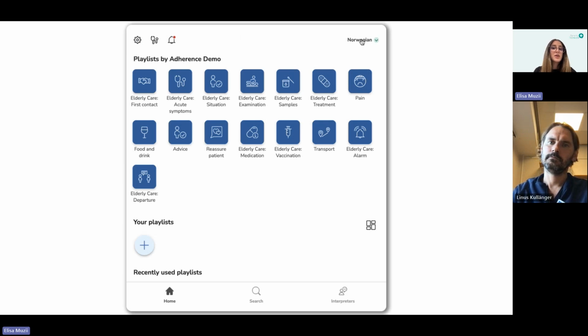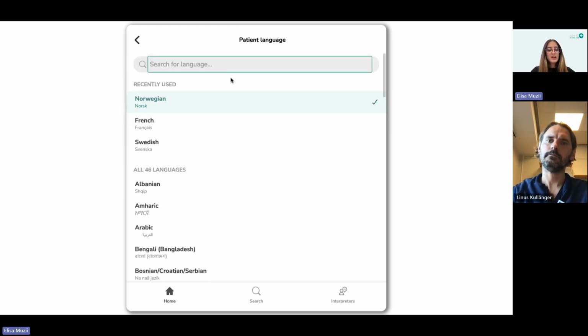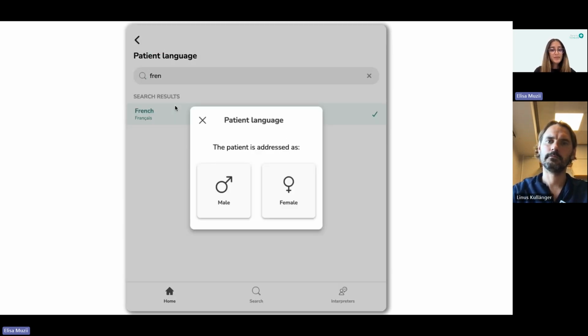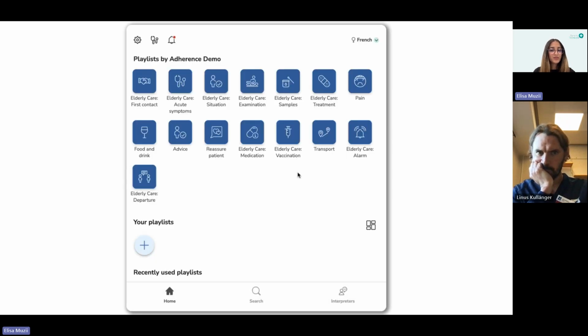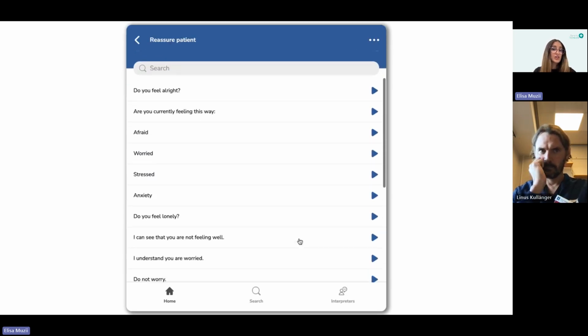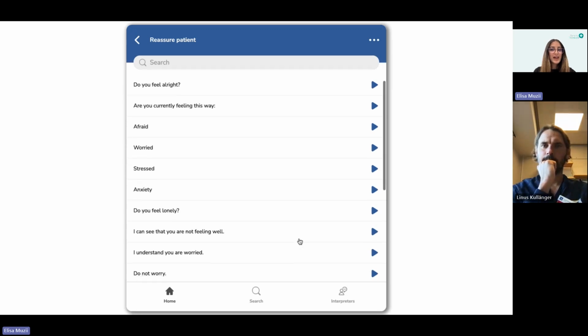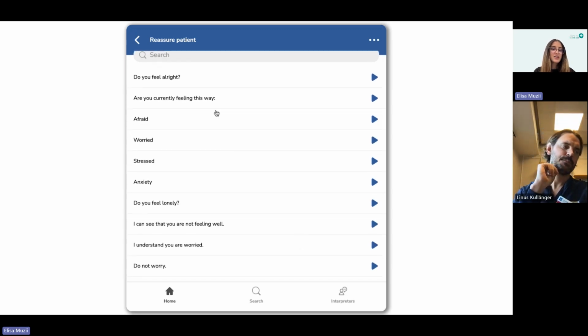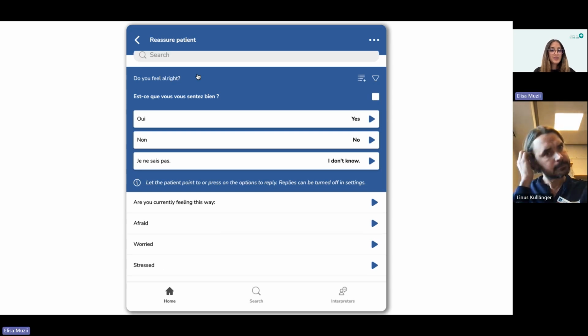You can switch patient language at any point. I will now switch to French, for example. And whenever you choose a gendered language, you will need to select whether the patient is addressed as male or female. I will choose female for now. And I will show you a different playlist. I will go into the Reassure Patient playlist. You can see here that this is another set of phrases that we have in this particular playlist, and you can ask the patient, do you feel all right? Est-ce que vous vous sentez bien?